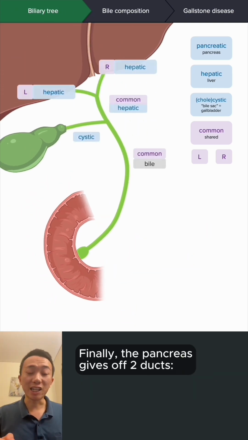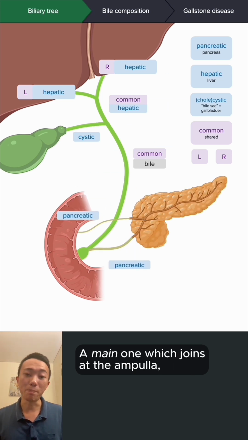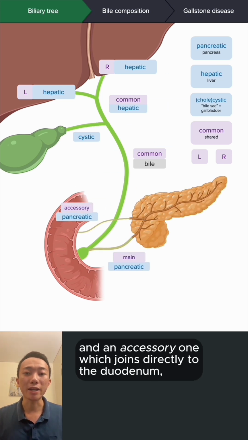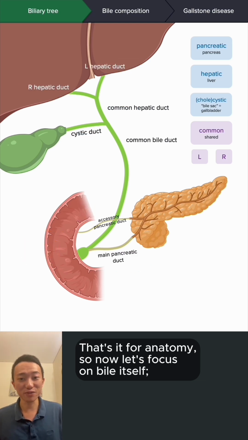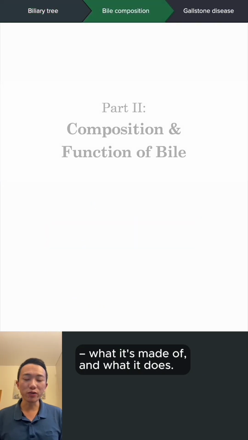Papilla just means bump. Finally, the pancreas gives off two ducts, a main one which joins at the ampulla and an accessory one which joins directly to the duodenum, forming a minor duodenal papilla. That's it for anatomy, so now let's focus on bile itself, what it's made of and what it does.